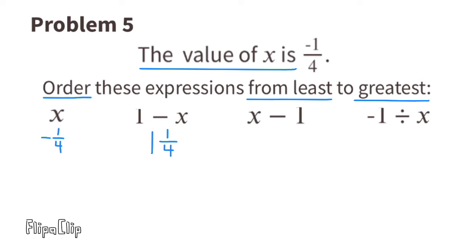X minus 1 is the same as -1/4 minus 1. That has the same value as -1/4 plus -1, which has a value of -1 1/4.